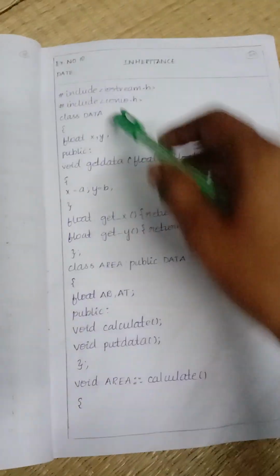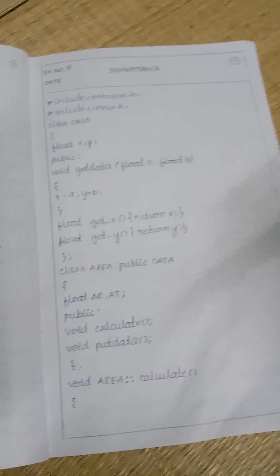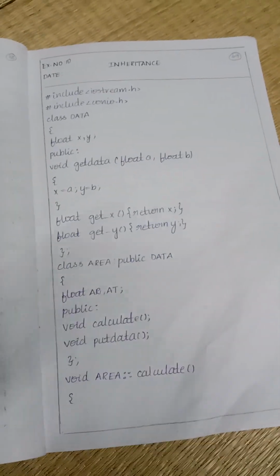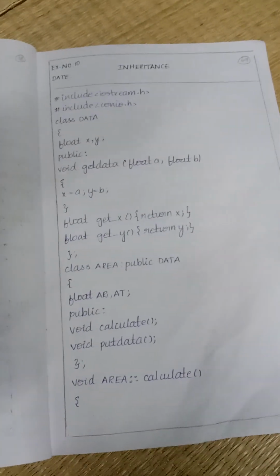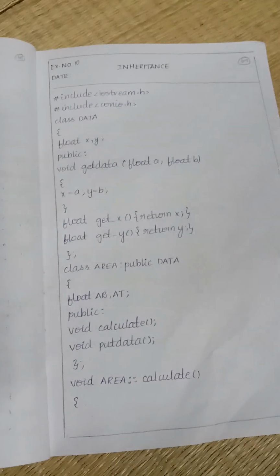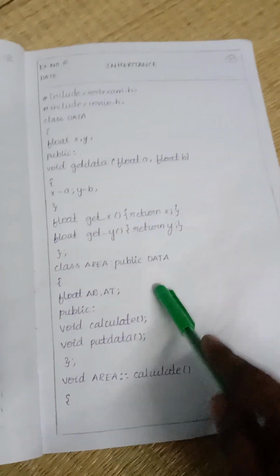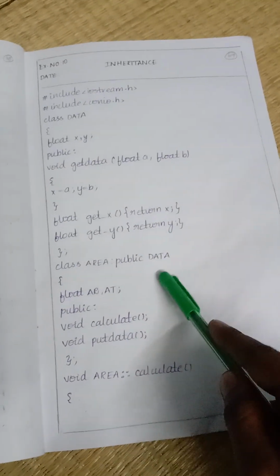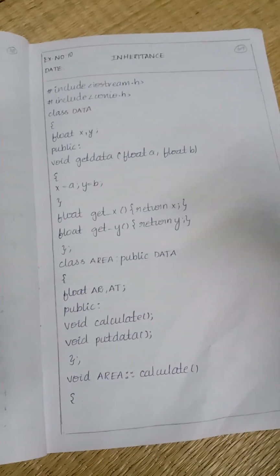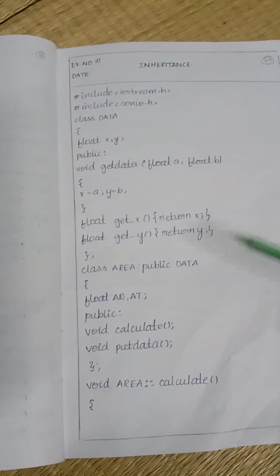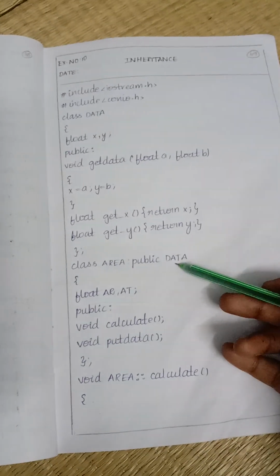Then we are closing this data class. So the data class is closed, and next we are defining a single inheritance class. Inheritance basically inherits function values or variable values from another class. So how we inherit: class, then the new class name, colon, then the visibility mode, which here is public, and then the name of the class we are inheriting from. So data, from the data class we are inheriting the values. That class name is written here, open bracket.